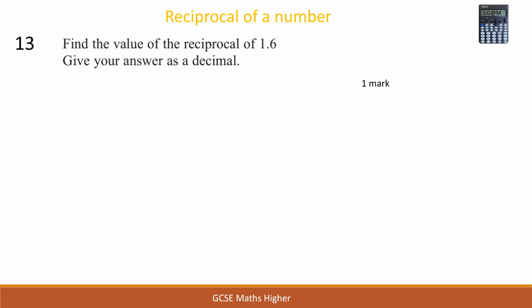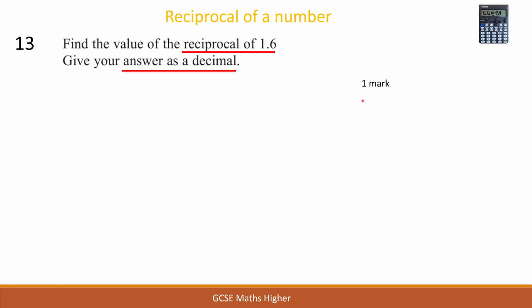And the last number topic that is going to be coming up on your number paper is again a reciprocal question. Very similar to the last one: the reciprocal of 1.6. You've got to give your answer as a decimal this time and this is worth 1 mark. Press pause and then press play when you're ready to hear the answer.